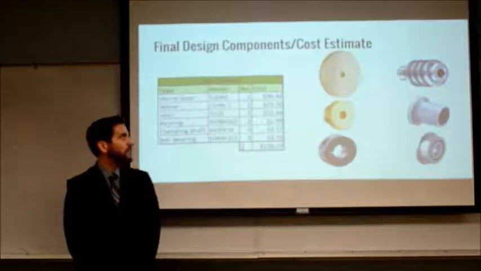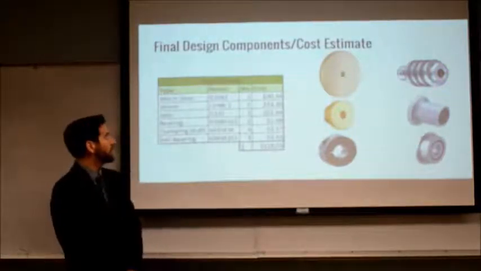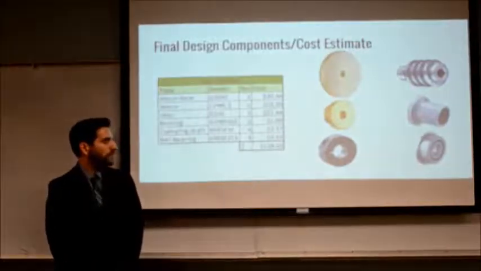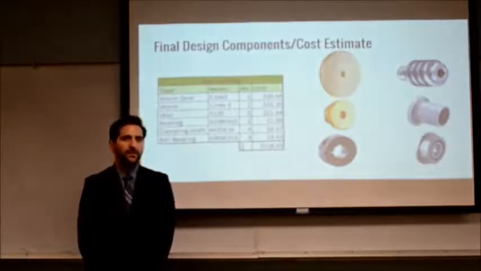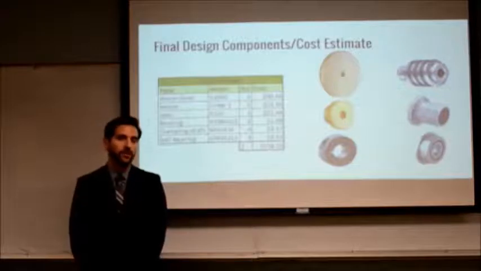For the cost estimate, we looked at the Boston catalog for the gears, and we looked at McMaster-Carr for the bearings. We still came up to a price of $118, which is less than the actual price out there for the similar mechanism, which is $200.